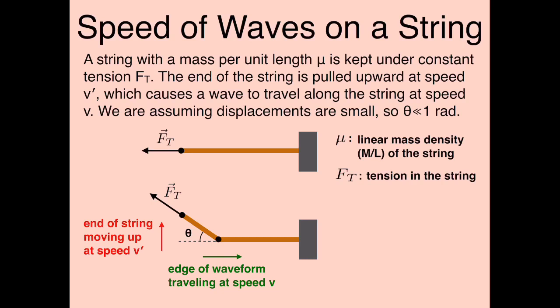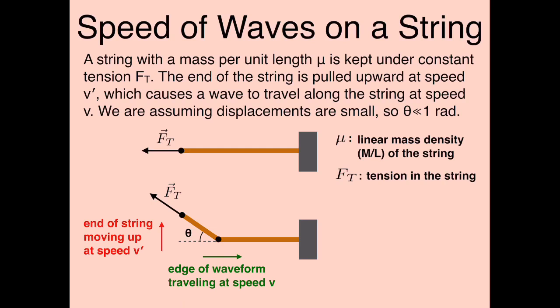So here is the setup for the derivation. We have a string that has a mass per unit length, which we'll call mu. So mu is the linear mass density of the string. This is the mass divided by the length, okay? Mass per unit length. The string is also kept under some amount of tension, which we'll call Ft. That's the tension in the string. And we'll assume the tension is constant. It's not changing over time. It's the same tension everywhere in the string.